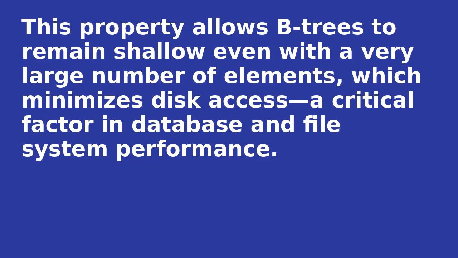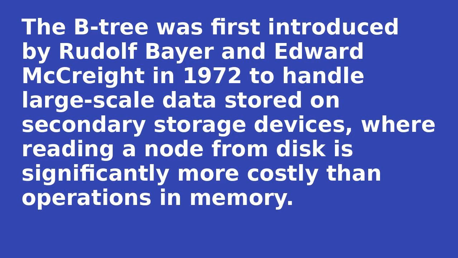This property allows B-trees to remain shallow even with a very large number of elements, which minimizes disk access, a critical factor in database and file system performance. The B-tree was first introduced by Rudolf Bayer and Edward McCreight in 1972 to handle large-scale data stored on secondary storage devices, where reading a node from disk is significantly more costly than operations in memory.